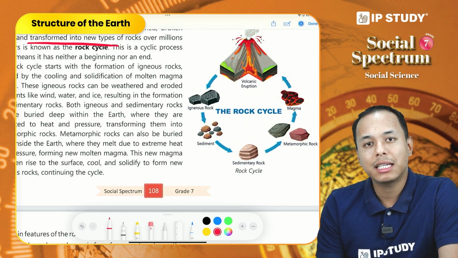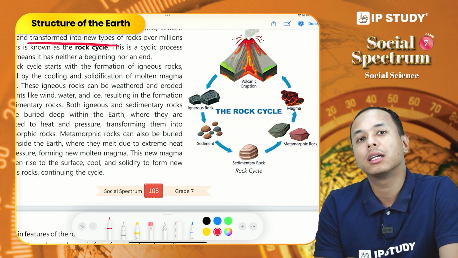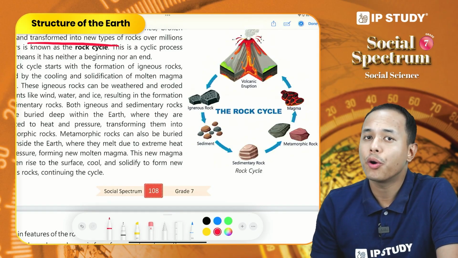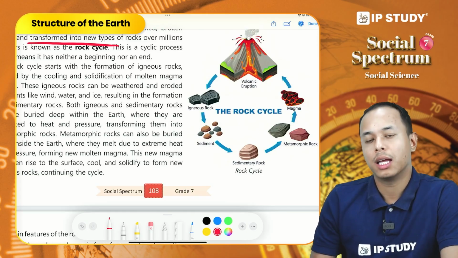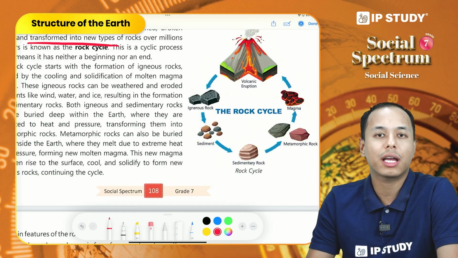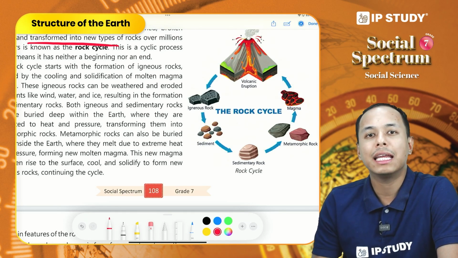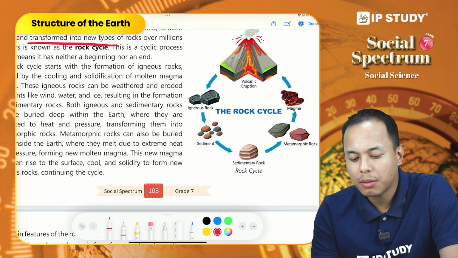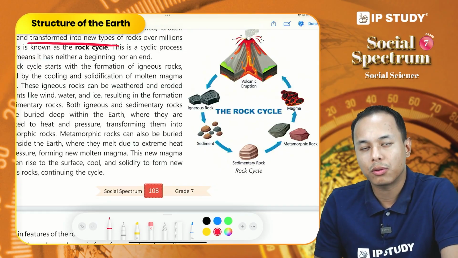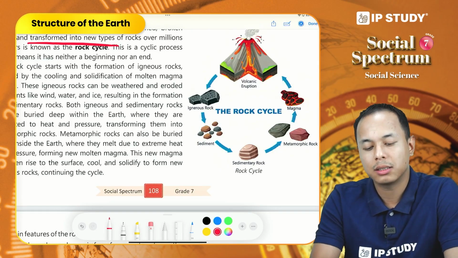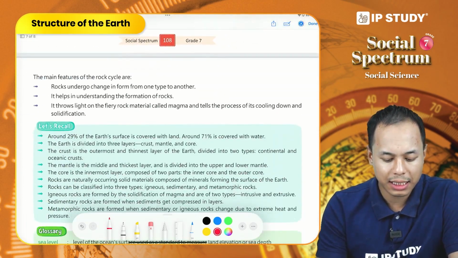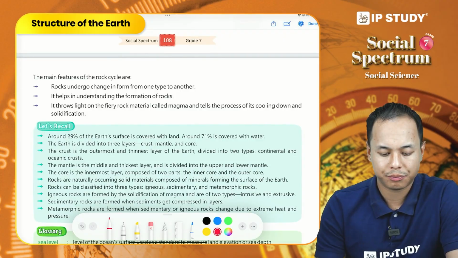Now again, these sedimentary or igneous rocks, if subjected to extreme pressure and heat, change into metamorphic rocks. And this metamorphic rock, when buried deep inside the earth, can come in contact with extreme heat and pressure, and it melts down and becomes magma, which again comes to the surface of the earth through volcanic eruption, and then again the cycle continues.